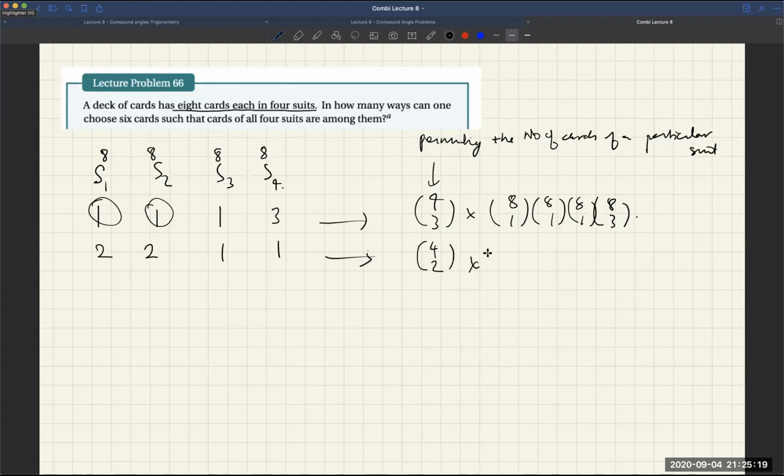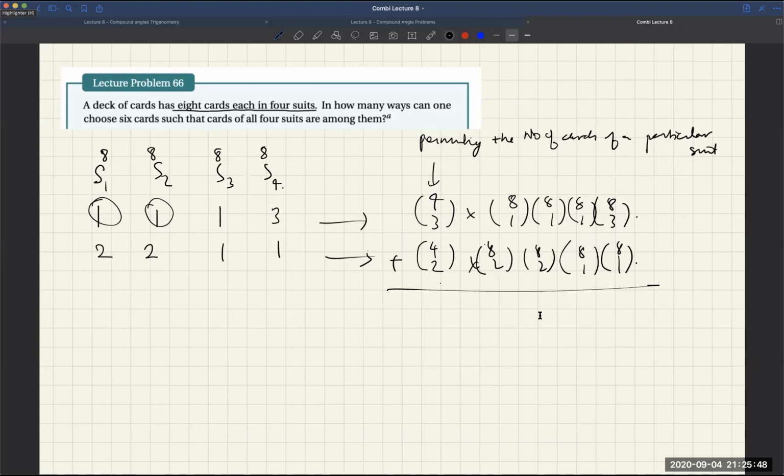Okay, then what will happen here? 2 cards are needed, so 8 choose 2 into 8 choose 2. Okay, and here it will be 8 choose 1 into 8 choose 1. So finally you add these two and whatever you get is the answer. Am I clear with this? Is this clear, guys? Does anyone have a doubt?